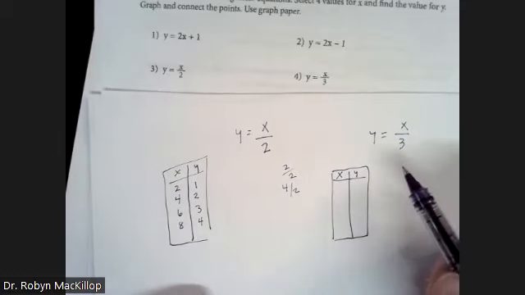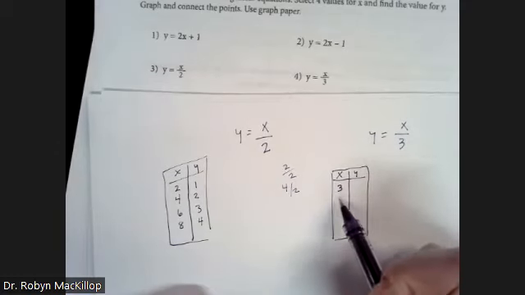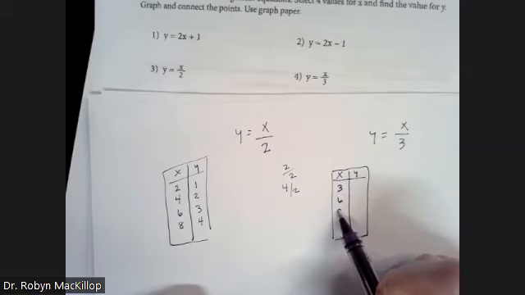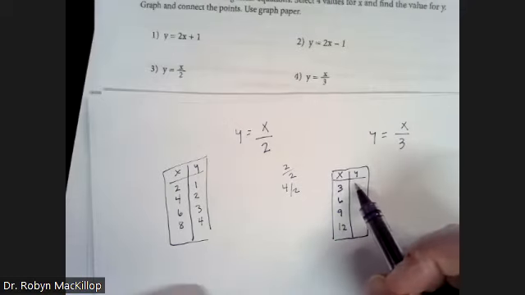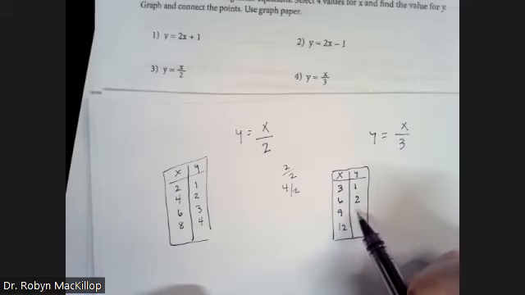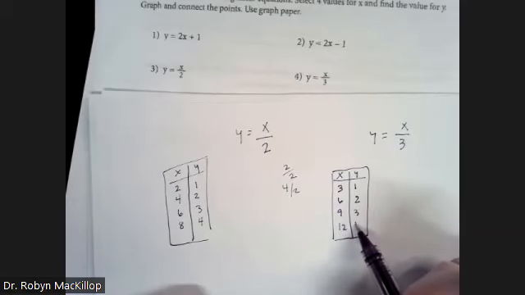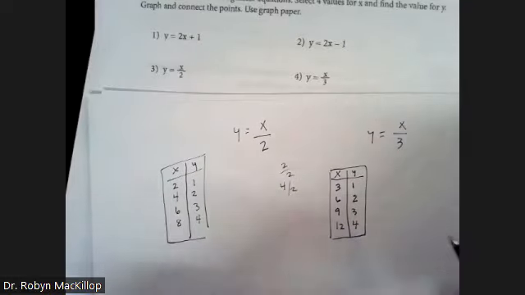So where it can be divided by 3. Yes, make it easy on yourself. 3, 6, 9, 12. And again, 3 divided by 3 is 1. 6 divided by 3 is 2. And you can see the pattern already. And then you just graph those. Those are your coordinates.